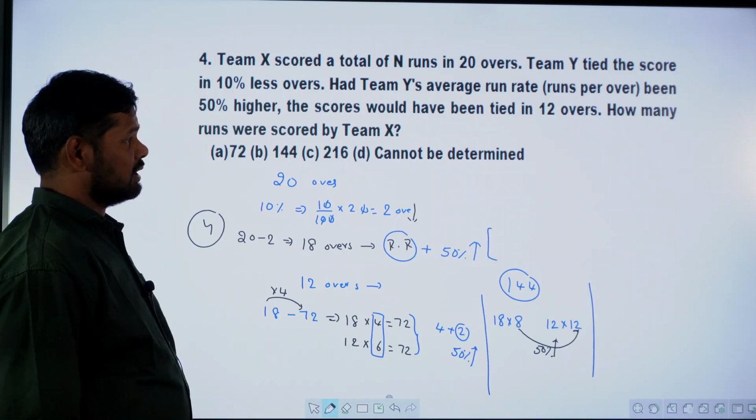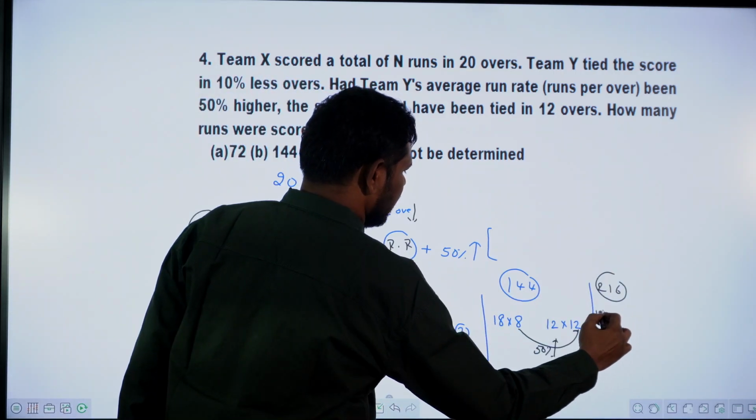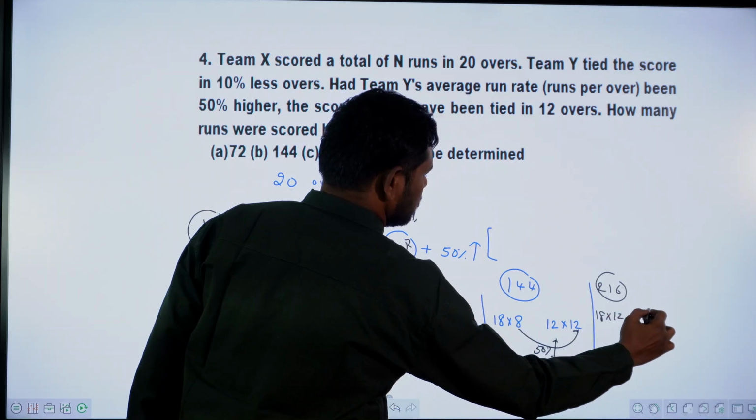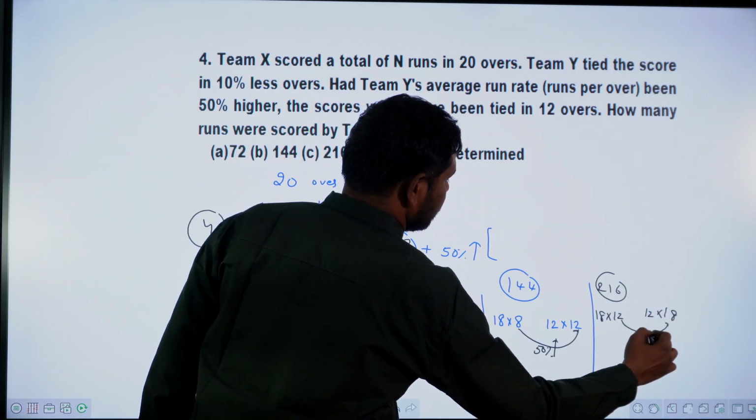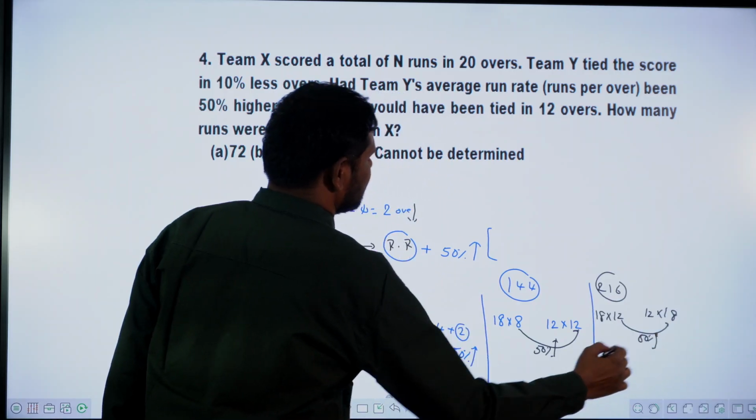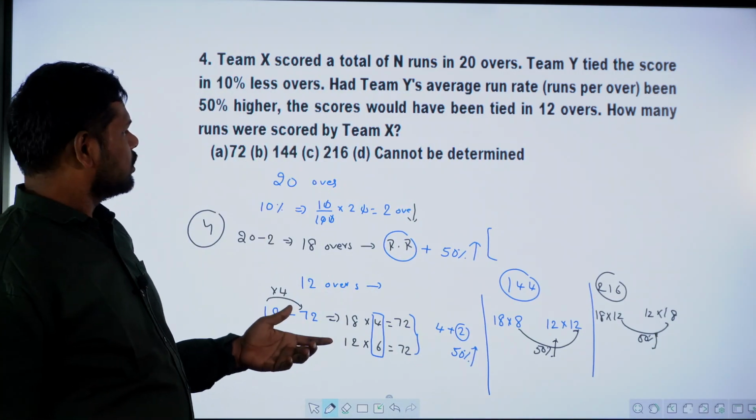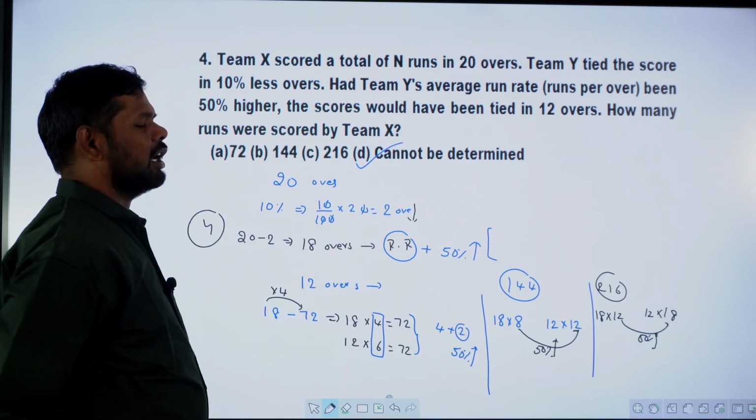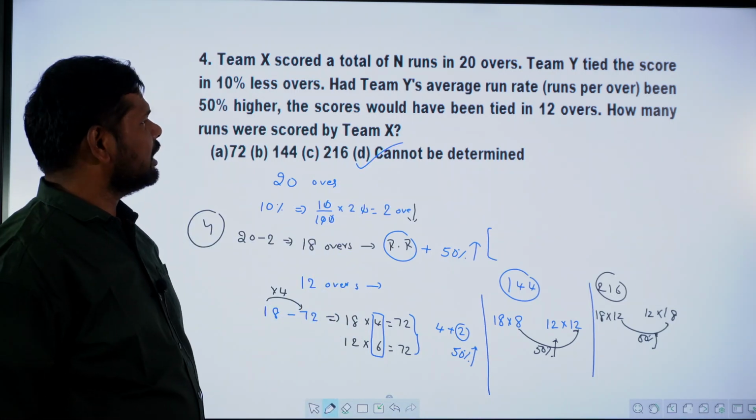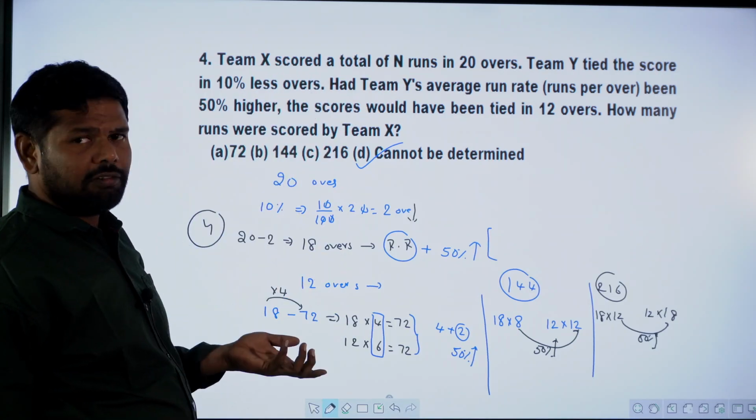This satisfies. If you take 216, 18 multiple, 18 twelves, then 12 multiple, 12 eighteens. Here also it is 50% more. So in all three options, the condition is satisfied. So which is the correct answer? We don't know exactly. Cannot be determined. Why? Team X scored a total of n runs, and we don't know that n value.